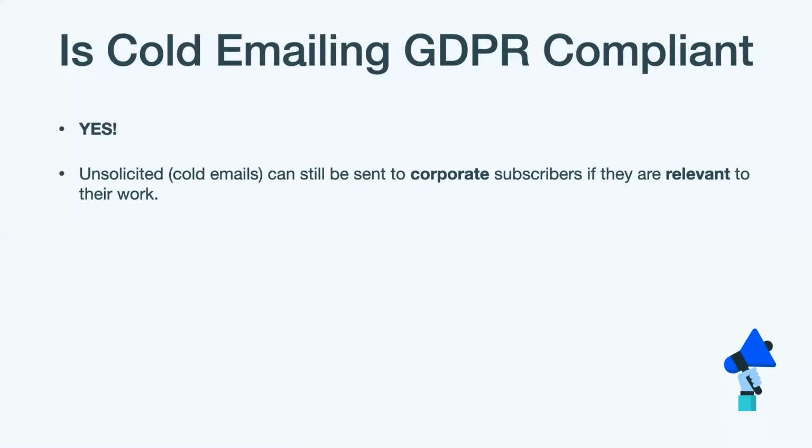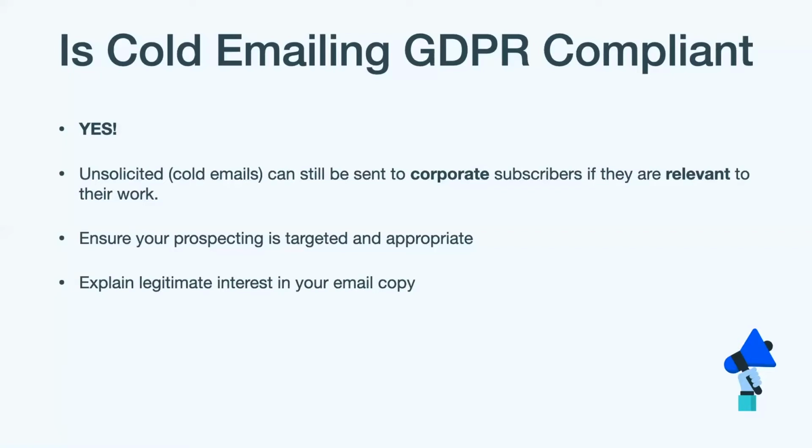One of them is the definition of corporate subscribers, if they're relevant to your work. By corporate, it means business emails. So you can't send to Gmail, Yahoo, AOL, Hotmail, Google Mail, these sorts of things because they're personal email domains. You can only send to business emails. The other thing is you need to make sure that your prospecting is targeted and appropriate. So using tools like Snov.io or Apollo, you're not just targeting everybody, you're targeting startup founders in London, for example. So something very specific.